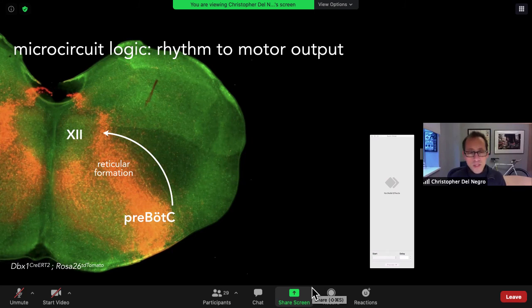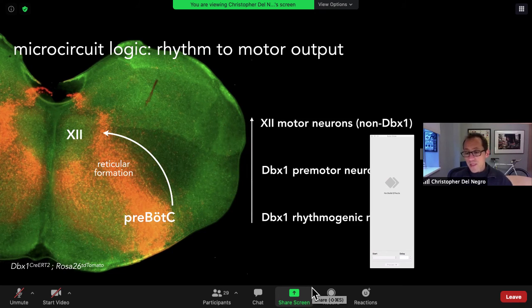We know that the preBötzinger complex is located ventrally in the medulla, and that our signature for motor output, which is the hypoglossal nucleus, which normally innervates the genioglossus and the airways, is located in the dorsal medial component. And between them is the reticular formation, which is a mixed area. There are a lot of functions going on in the reticular formation, but one of the known functions is that it contains premotor neurons for the hypoglossal nucleus.